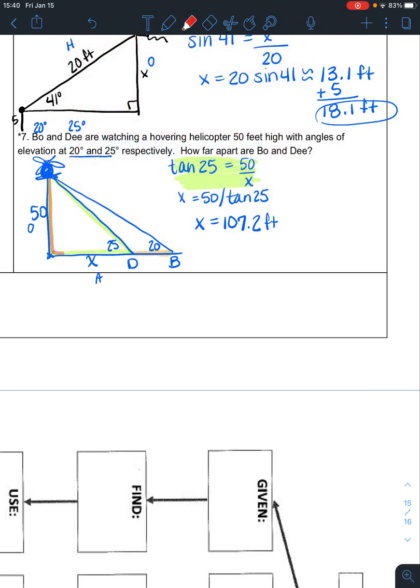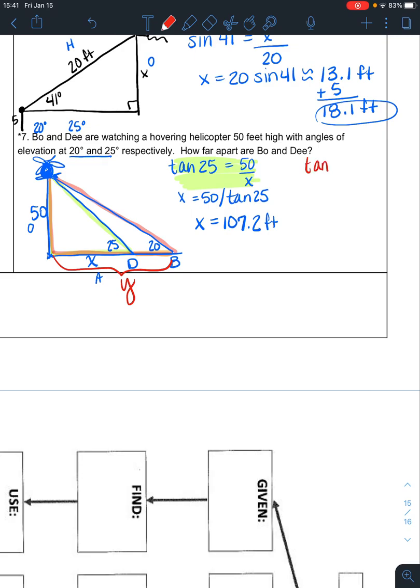Now let's look at this red triangle, the triangle that's formed by Bo. Let's switch to red so we can do everything. This time we're going to do this side of the triangle. Let's call that Y, the whole side. Just ignore everything that has to do with D. Ignore the X, ignore the 25, ignore that line.